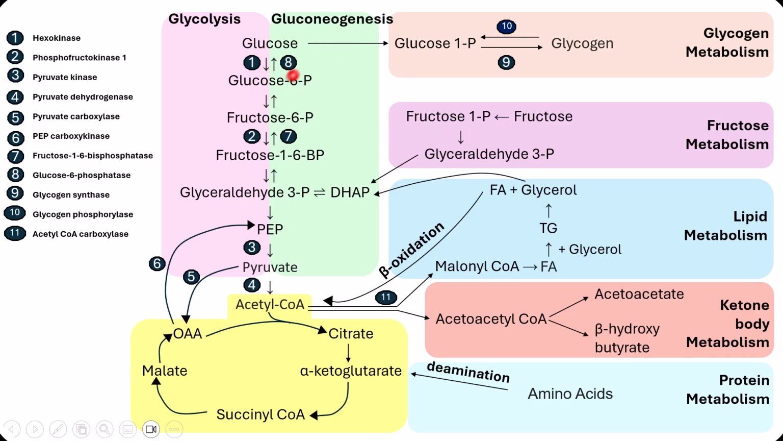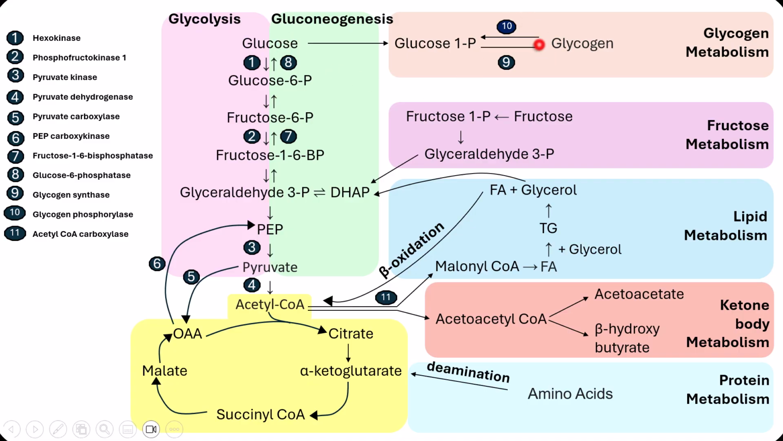The glucose 6-phosphate goes to glucose 1-phosphate, and then glucose 1-phosphate goes to glycogen via the enzyme glycogen synthase. So glucose 1-phosphate goes to glycogen synthesis, then glycogen goes back to glucose 1-phosphate via glycogen phosphorylase, and the glucose 1-phosphate will go to glucose 6-phosphate. So now see, all the pathways are making sense.